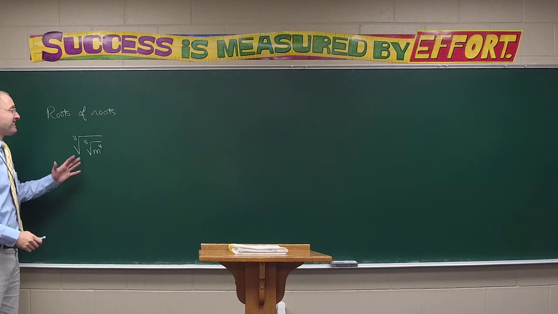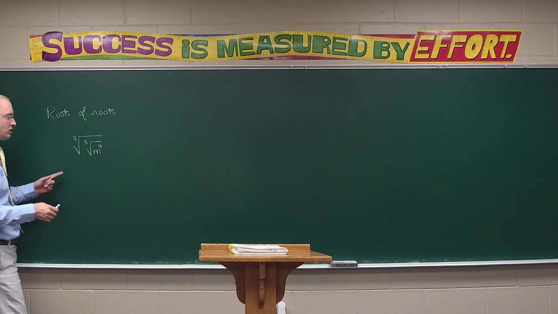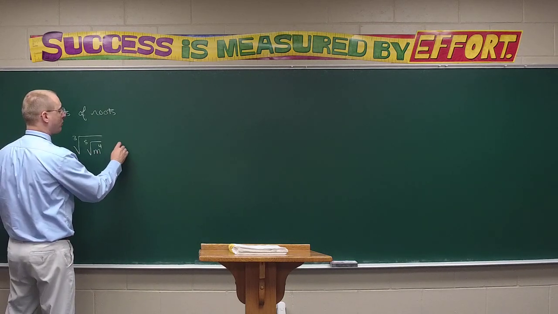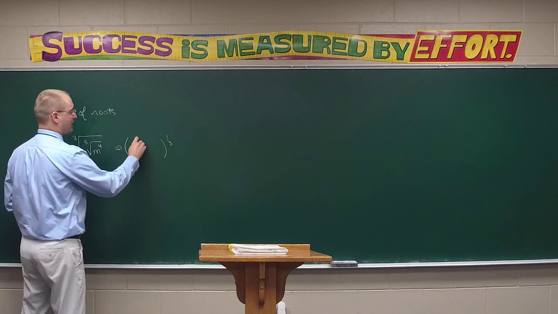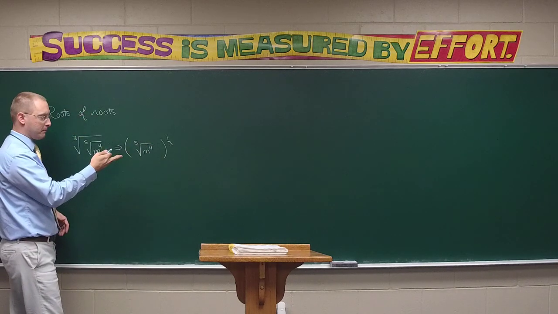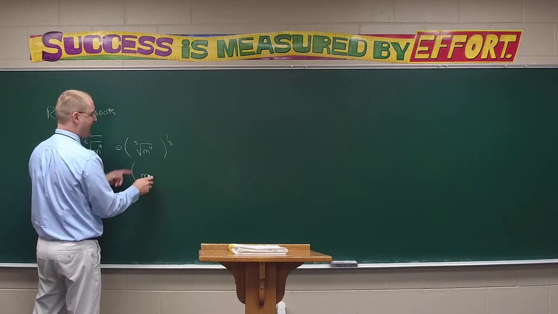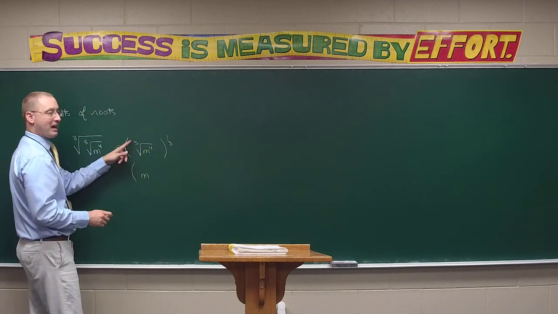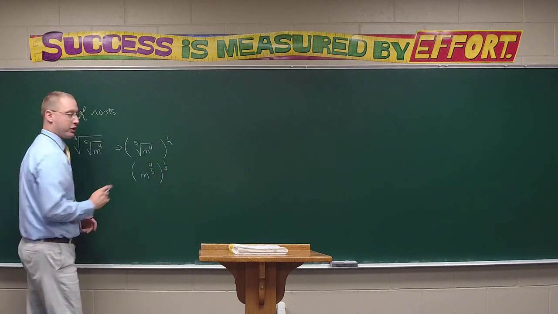Well, I'd say that the best way to look at this is, remember fractional exponents? We said the cube root could be written as the 1/3 power. So I could write this as the fifth root of m to the fourth, all to the 1/3 power. But this could also be written with fractional exponent. We could say this is m to the 4/5, to the 1/3 power.